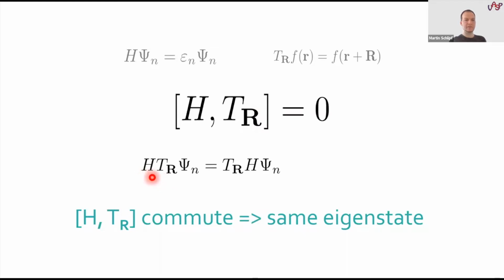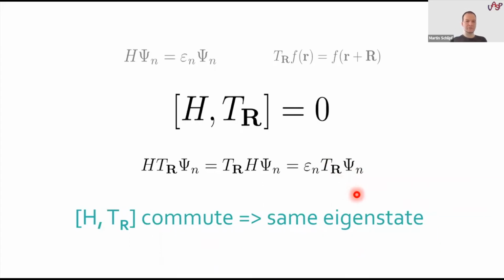We can show this by applying the translational operator to an eigenstate, and then, with the Hamiltonian commuting with both operators, we end up with this. Now we can use this equation, applying the Hamiltonian to the eigenstate, and we have exactly the expression that we want: the Hamiltonian applied to this translated orbital gives the same eigenvalue on the translated orbital. So it's an eigenstate of the Hamiltonian.